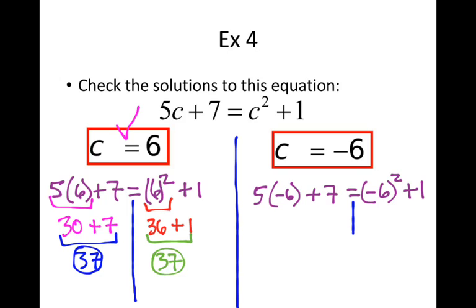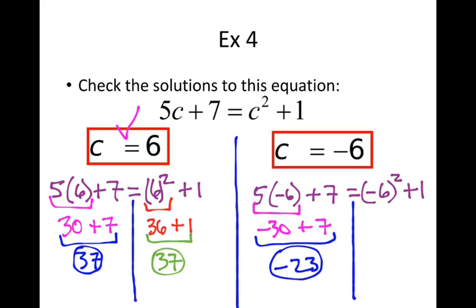Again, I want to just simplify the left side and then the right side separately. So starting with multiplication here, what's 5 times negative 6? Negative 30. And then bring down our plus 7. And then negative 30 plus 7 is? Negative 23. There's your answer on the left.